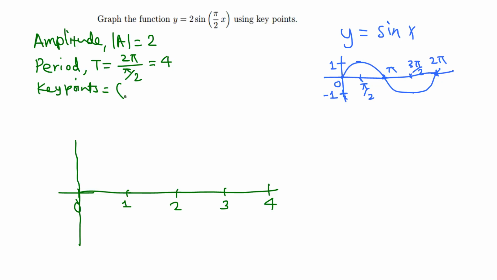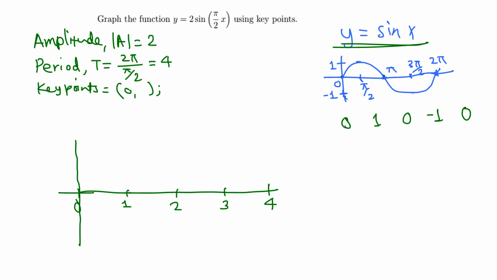Key points are 0, comma, the corresponding y coordinate. And how do we find the corresponding y coordinates? Look at the y coordinates for regular sine x. For 0, that's 0. For pi over 2, that's 1. For pi, the y coordinate is 0. For 3 pi over 2, -1. For 2 pi, 0. We multiply these y coordinates by the amplitude. For our function, we multiply by 2 to find the corresponding y coordinates for these x coordinates.